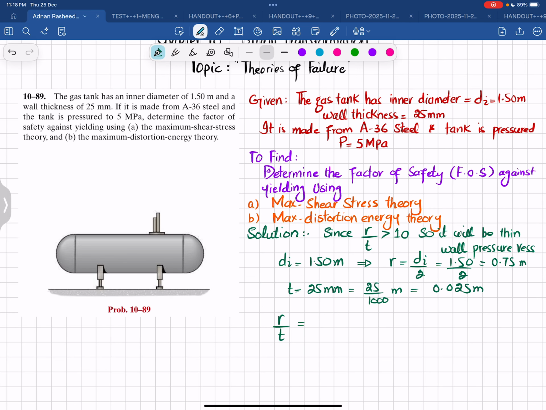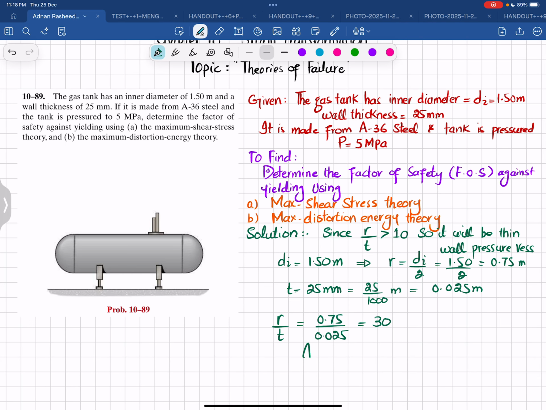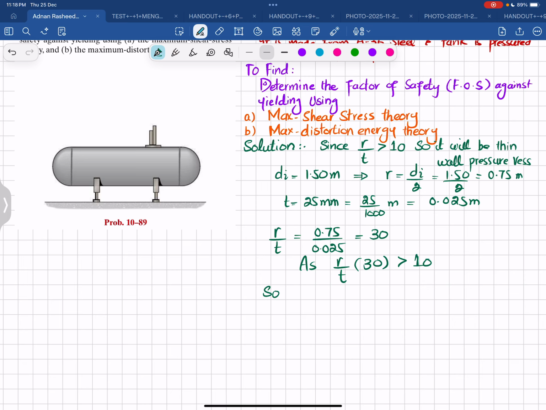Now you have both the values, so you can find R by T. R by T is 0.75 divided by 0.025, and you can see that is equal to 30. As R by T, which is 30, is greater than 10, it is a thin walled pressure vessel.